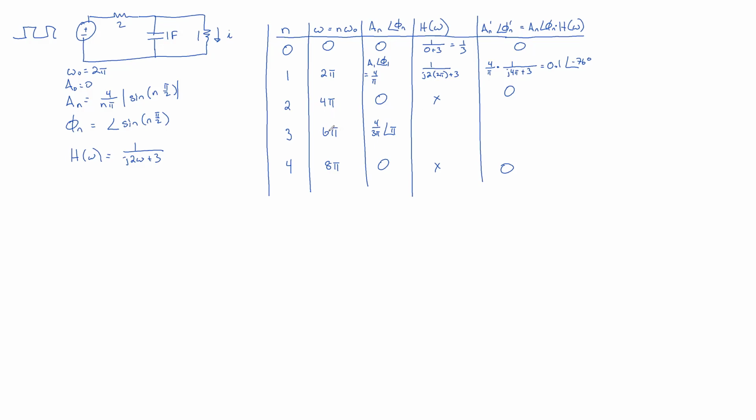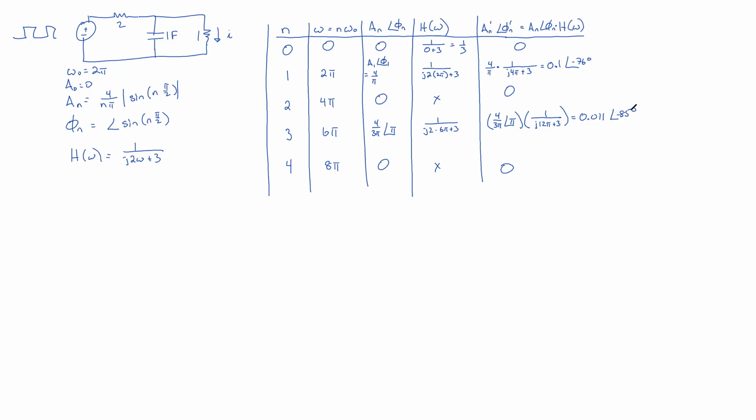So let's see, our omega is 6 pi. So plugging that in over here, we get 1 over j times 2 times 6 pi plus 3. So that would give us the complex number 4 over 3 pi at an angle of pi times 1 over j, let's see, that would be 12 pi plus 3. And that turns out to be 0.011 at an angle of minus 85 degrees.